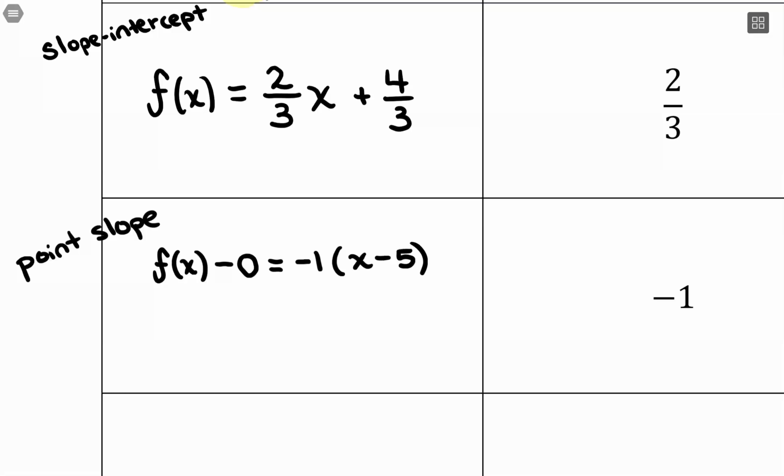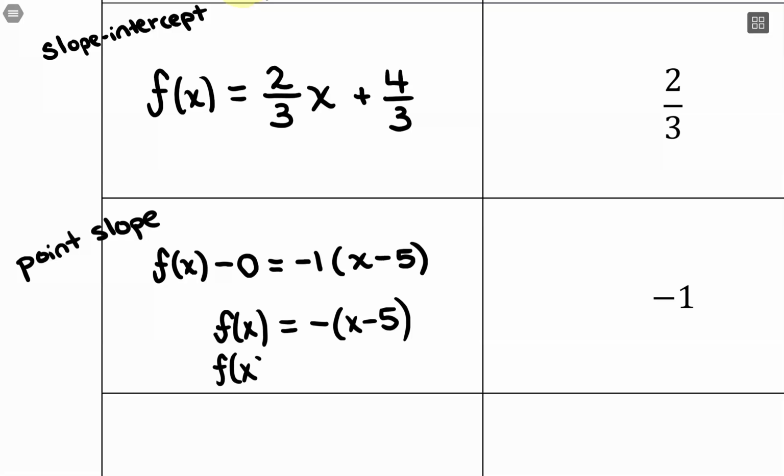So just to simplify this a little, well, we could leave it actually just like this. This really shows the point slope form. You could simplify this if you want to, if you didn't want to necessarily see it that way. It would be negative x minus 5. And you know, then we're just one step away from slope-intercept.